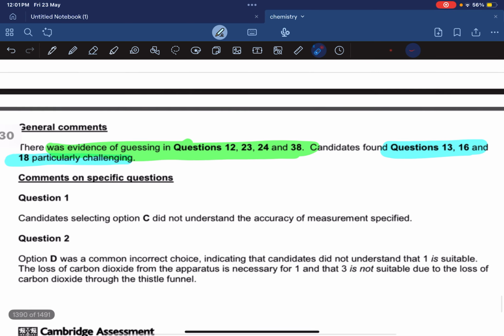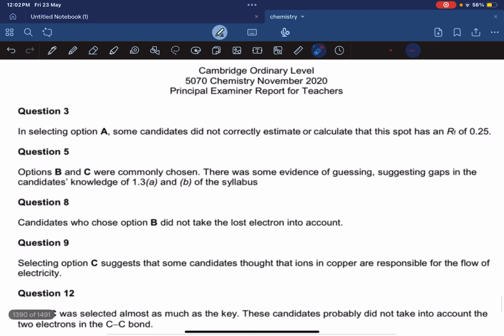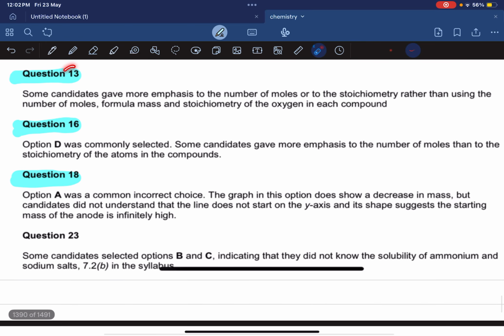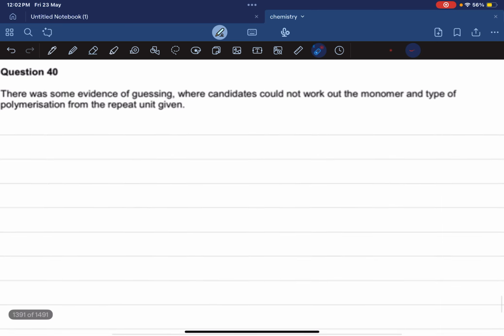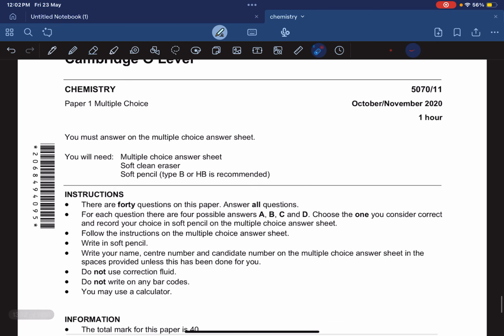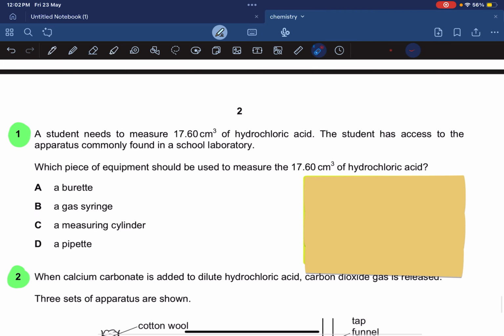These special questions, which were found really challenging, we're going to spend a great deal of time on, understanding the core concept behind them. Questions 13, 16, and 18 are going to be the main priority. So the first question is the one which was found challenging.